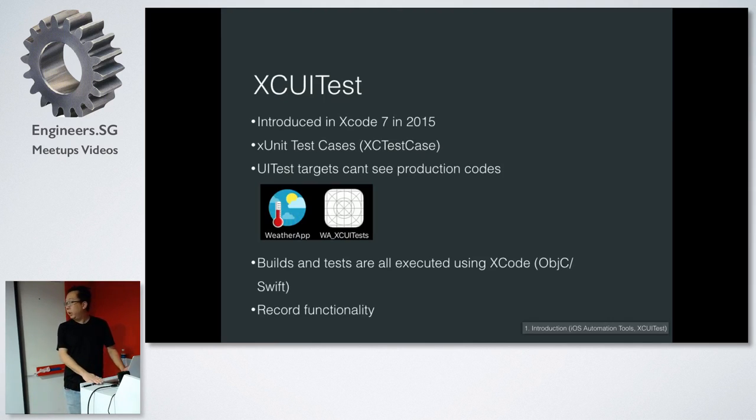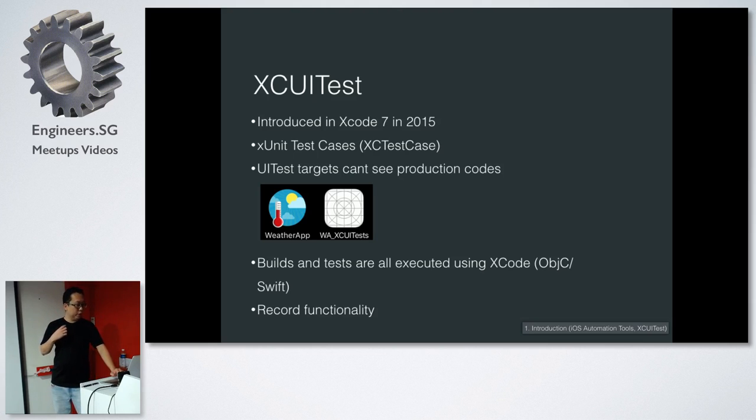XCUITest is an out-of-the-box test automation tool introduced in Xcode last year. The way you write tests is by querying the elements and subviews of the main app window. XCUITest uses the XCTest framework, which generally follows the XUnit test patterns, where you have test case classes, setup and teardown methods, and use assertions.